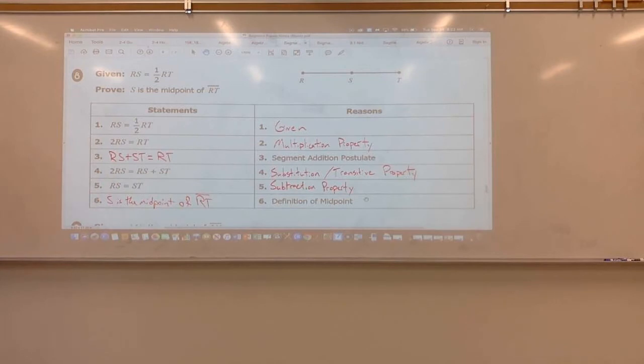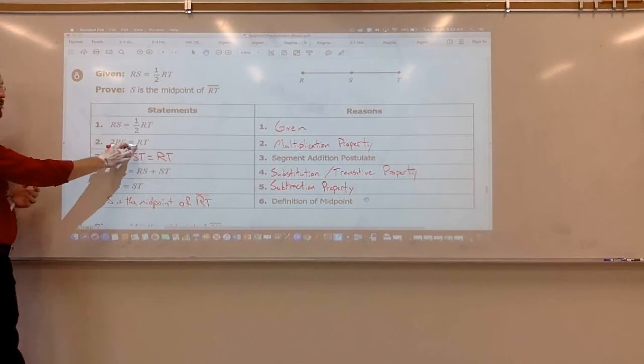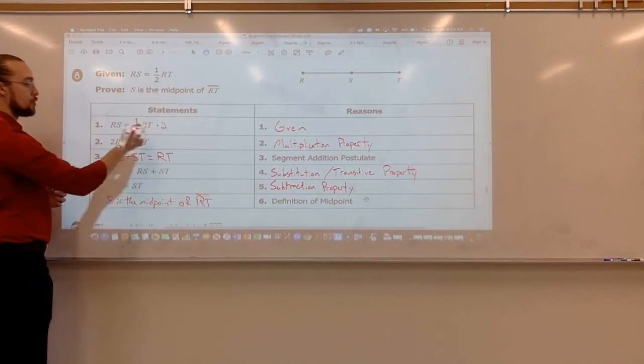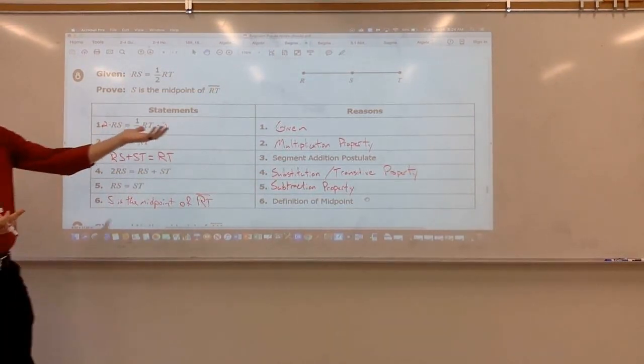All right, let's take a look at number 8 here. This one is a little bit different than the last few we've done because we have to think about some of these more as an equation than the geometric properties we've been using. So we're given RS is equal to 1/2 of RT. That's all we're given. Well, then they claim that 2RS is equal to RT. What we did here is just multiply both sides of the equation by 2. We can multiply both sides of a geometric statement by 2 like that. So that's the multiplication property.